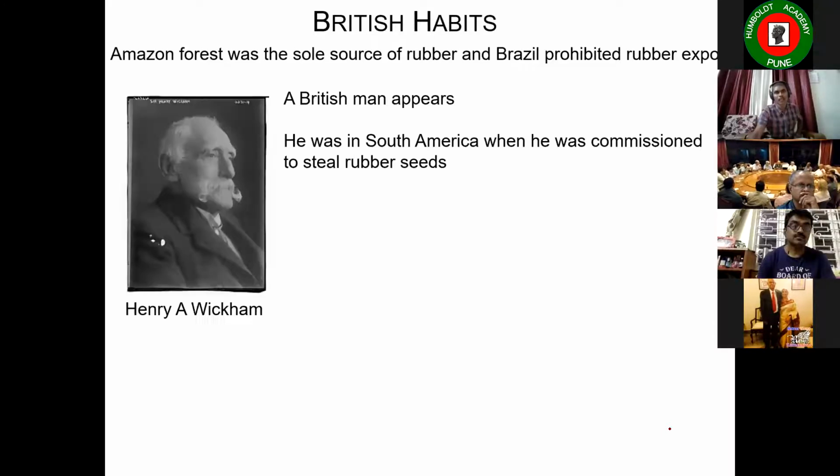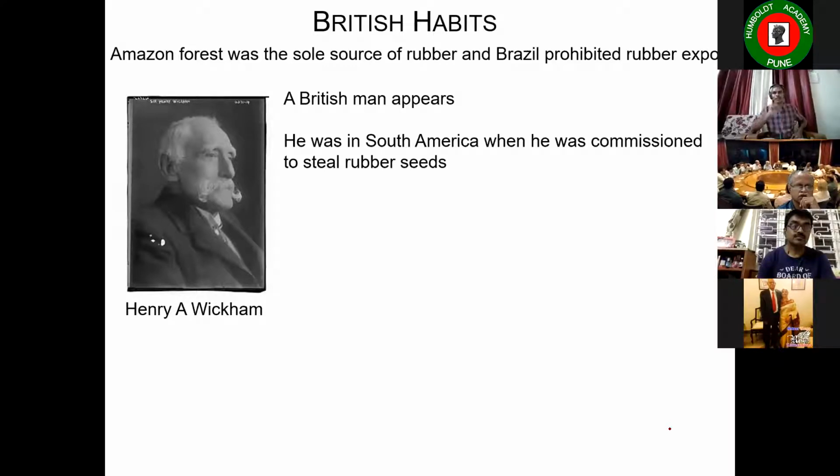They were controlling the price. Here comes another kind of a fortune kind of a person. His name is Henry Wickham. He was actually in South America. You know that Humboldt was in South America. So many Europeans were in South America as tourists or explorers. So Henry Wickham was also in South America.